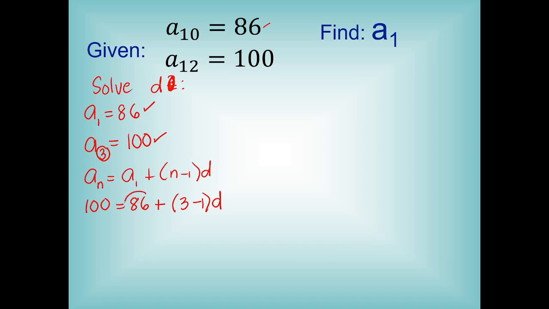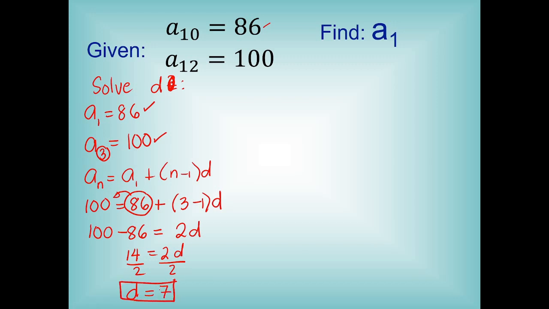Okay, let's transpose this to the other side. 100 minus 86, that's equal to 3 minus 1, that's 2d. So, we have 100 minus 86 is 14. 14 is equal to 2D. Dividing both sides by 2, we all know that the common difference is now 7.